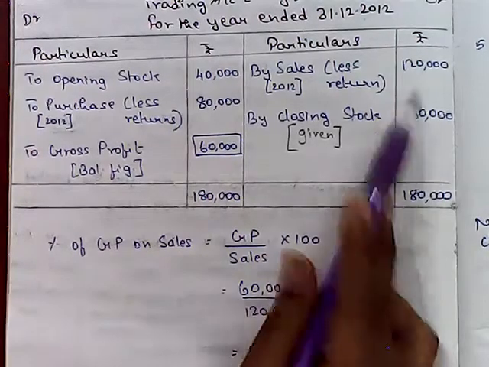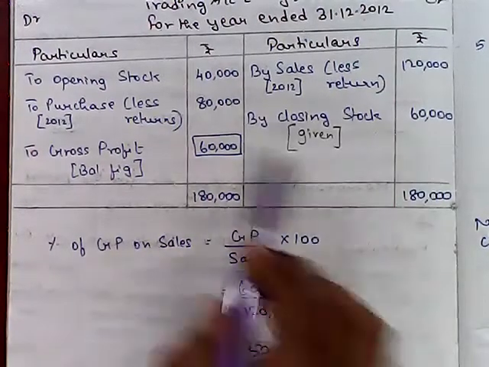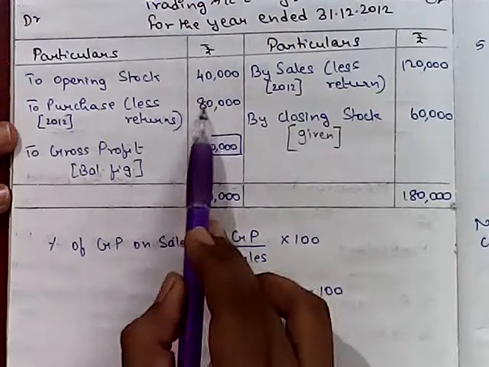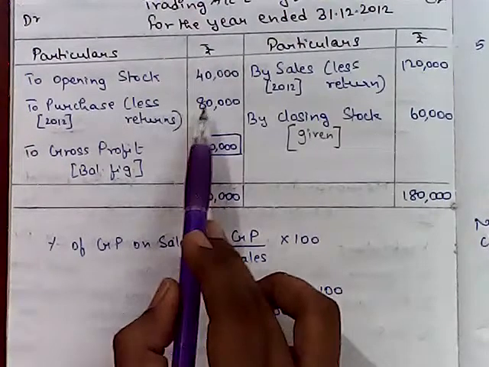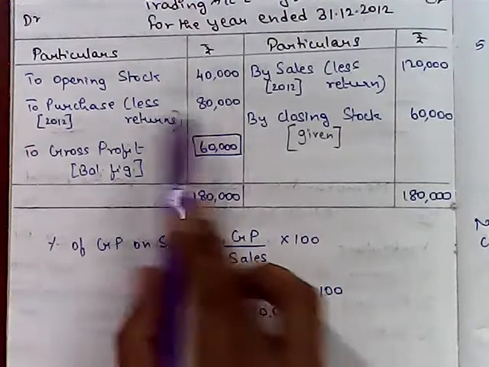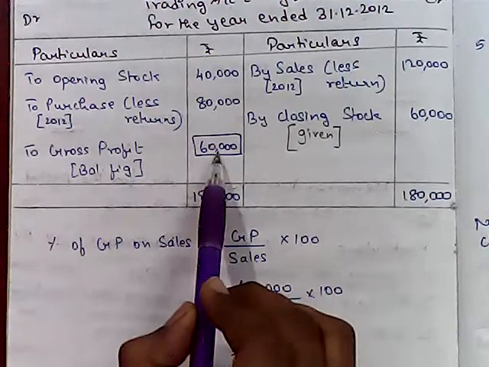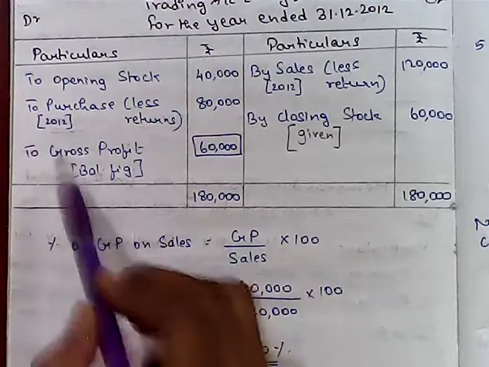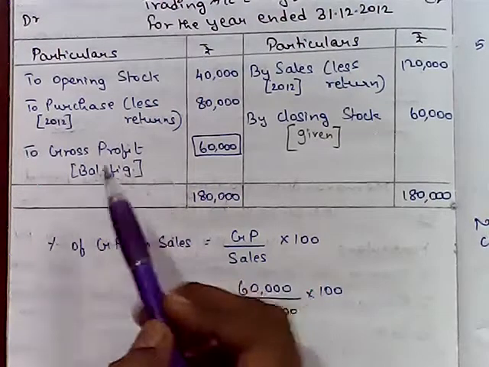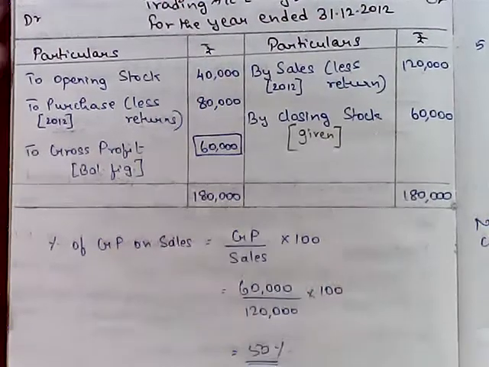So the total of your credit side is 1,80,000. The total of your debit side is 80,000 plus 40,000, which is 1,20,000. The debit side is short of your credit side, so this balance 60,000 will be your balancing profit, which is called as to gross profit. So we have found out the amount of gross profit.